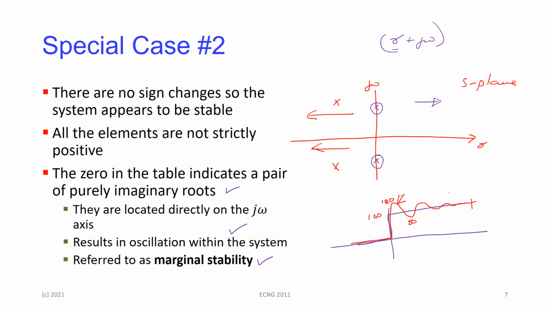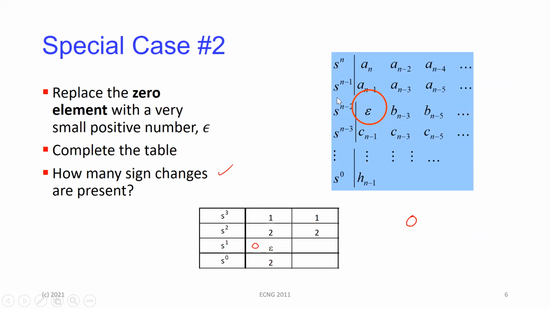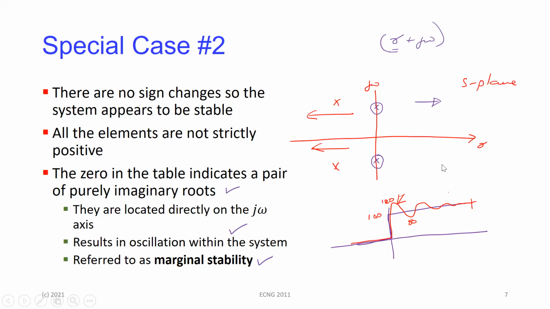All right. So this is special case number 2. If you have a 0 in a cell in the first column, then that indicates that the system is marginally unstable, or marginally stable, sorry, I should say. Marginally stable, marginally unstable, probably the same thing. So we will accept that. If I ask you a question and you tell me it's marginally unstable, I will accept that as well.